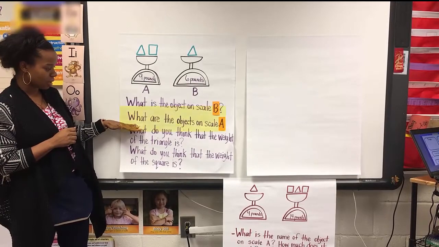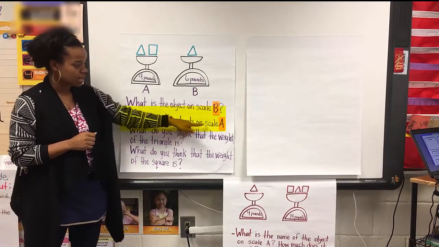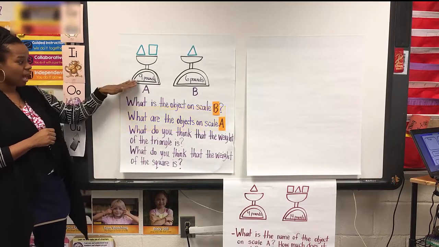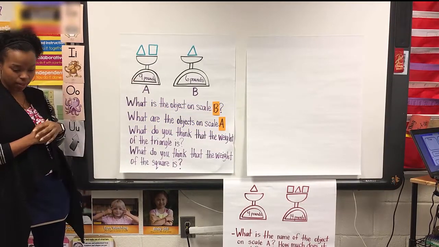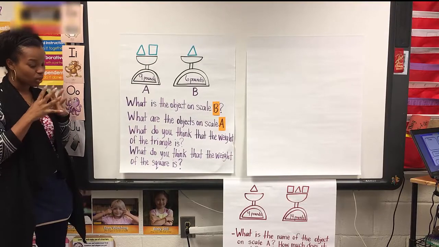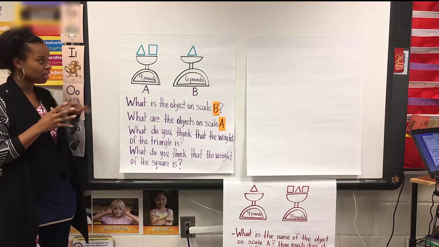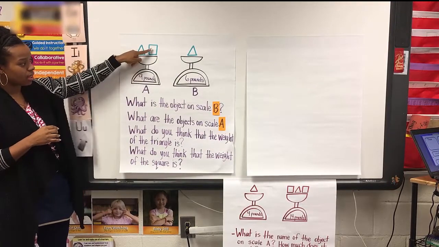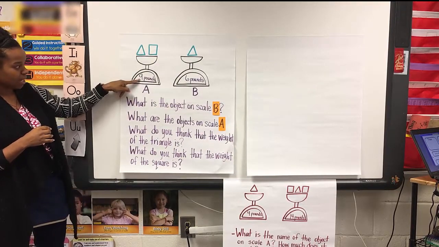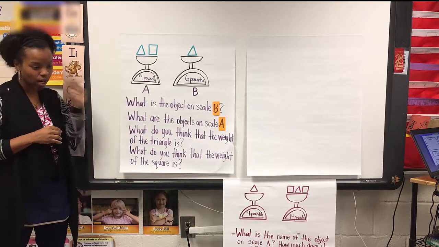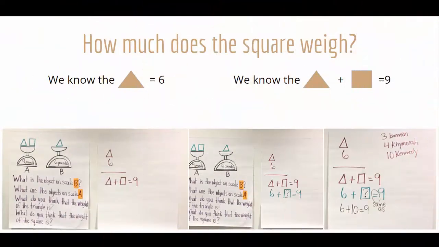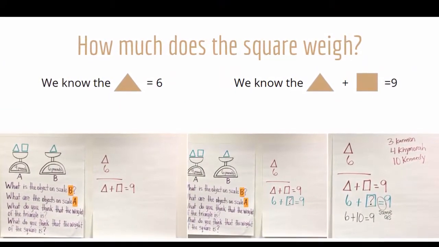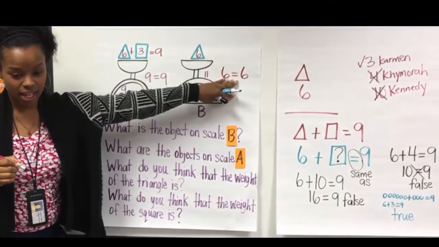Now let's look at the second question. What are the objects on scale A? A triangle and a square. All right, and how much does the triangle and the square weigh? 9 pounds. So now I want to ask you a question. If we know the triangle weighs 6 pounds and the triangle and the square weigh 9 pounds, how much does the square weigh? 6 pounds. 9. I hear 6. What are you for you, Layla?